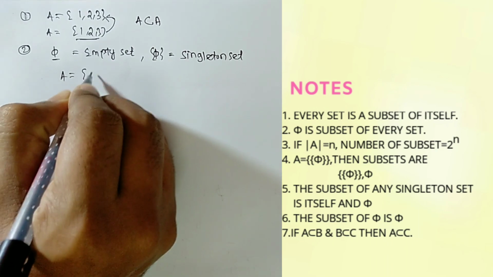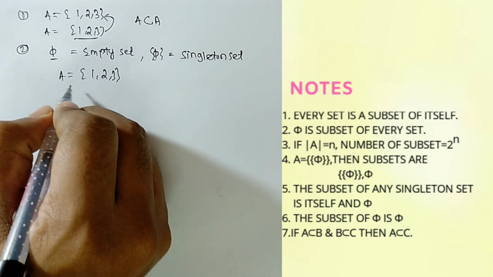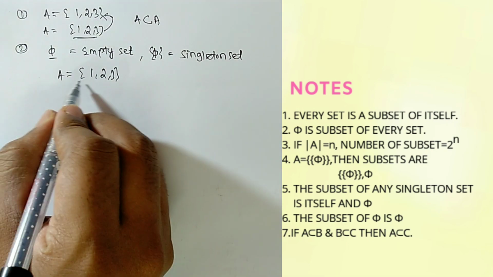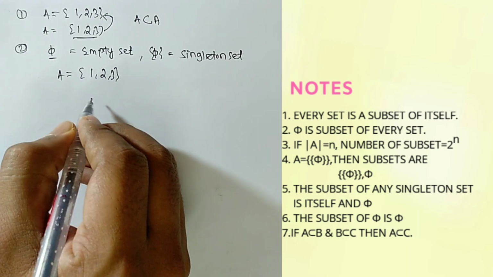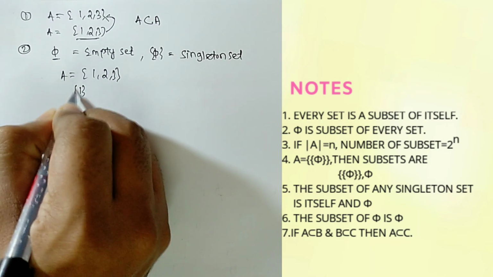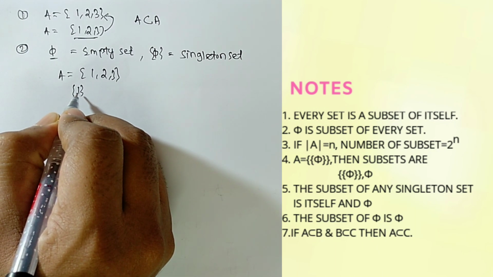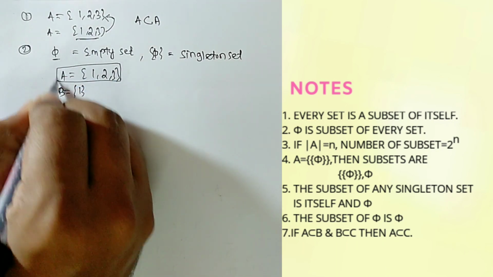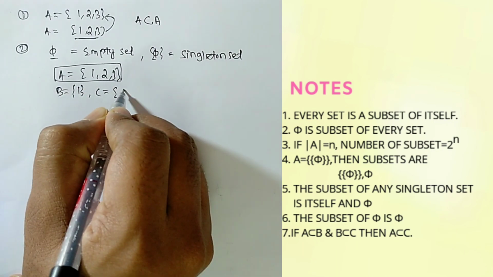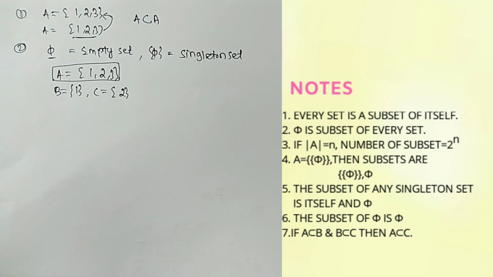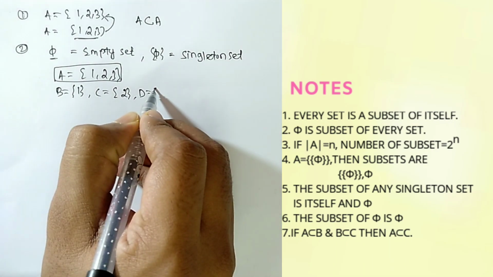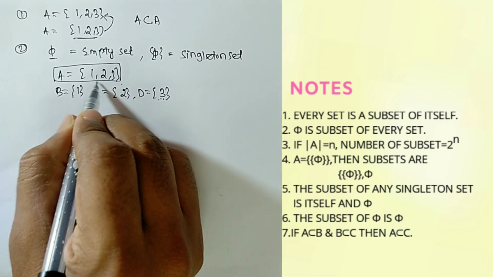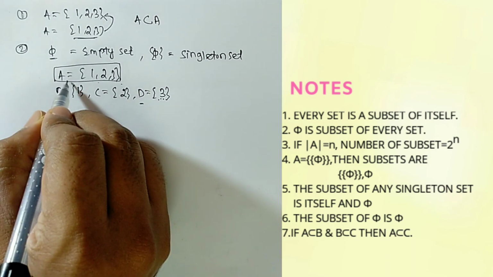Let us consider the set A which contains 1, 2, 3. So what are the subsets of the set A? As I have already told, if the set A contains elements 1, 2, 3, then what are the subsets? The set B which contains the element 1 is a part of the set A, and the set C which contains only the element 2 is also a subset of the set A. And consider the set D which contains the element 3. This 3 is also part of the set A, and the set D is also a subset of the set A.